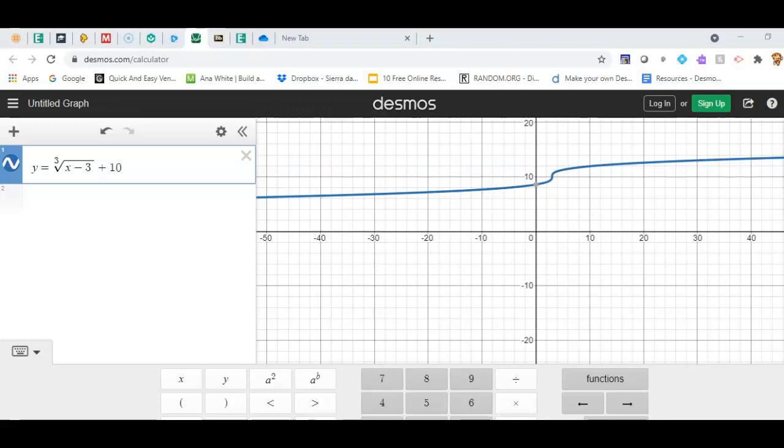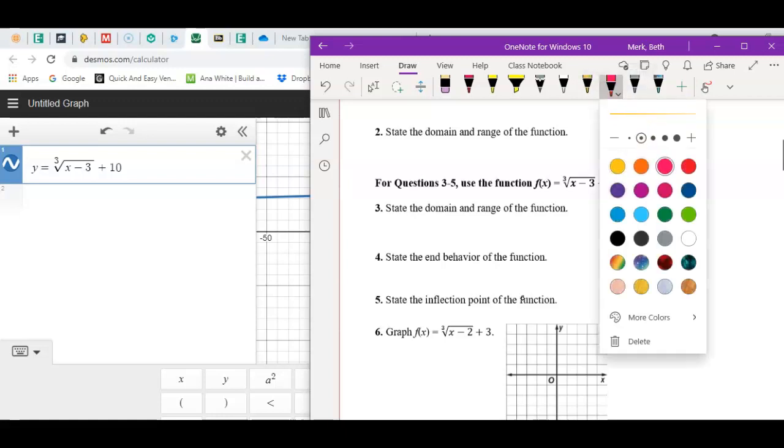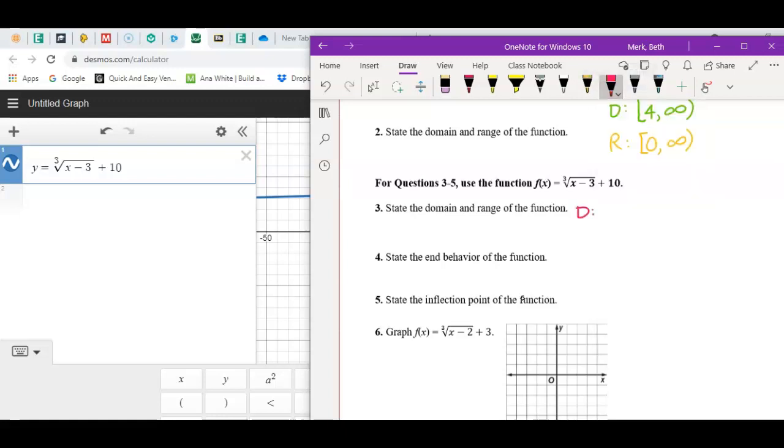And as you can see here, the graph goes all the way to the left and it goes all the way to the right. And even though it doesn't look like it's going down very much, it goes down forever and it also increases and goes up forever. So when I'm talking about my domain and range for this next one, I can simply say all real numbers for both the domain and the range.